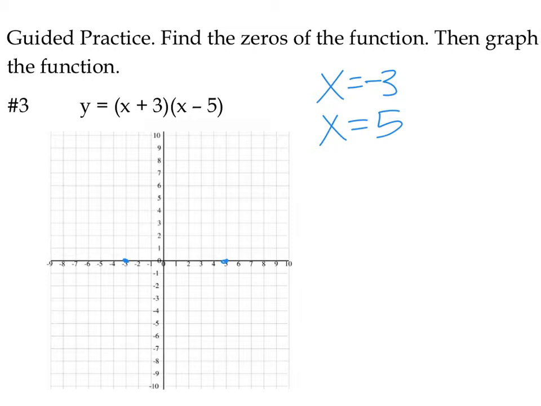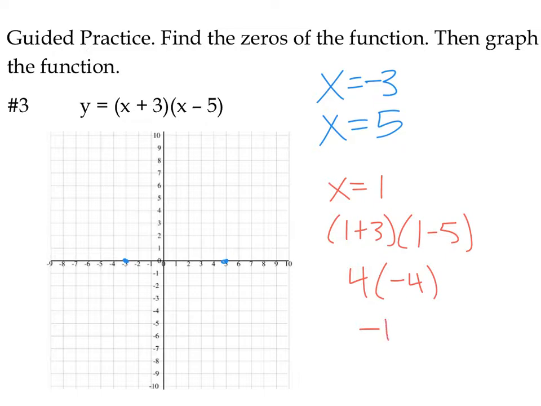We're going to plug in an x value of 1. When I do that, I'm going to get 1 plus 3, and then 1 minus 5. So that'd be 4 and -4. That'd be -16. So we'd have a y value of -16. So it would be down off of the graph for this, right?